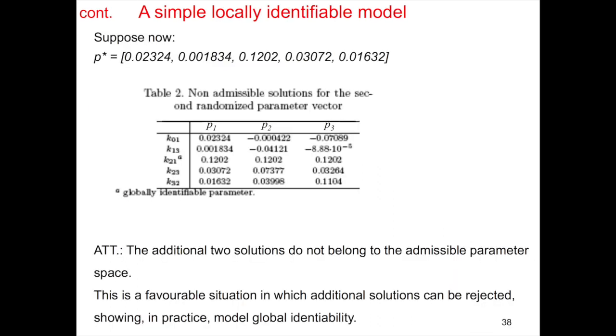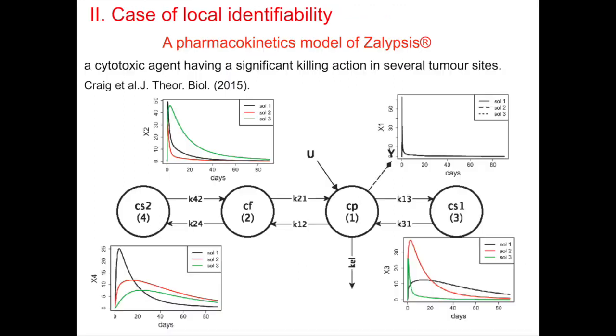And I'd like to show you that if the experimenter gives me the numerical value for one parameter solution, it can happen that the other two are not in the admissible parameter space. So a posteriori, I can reject these two solutions and the model becomes globally identifiable a posteriori, we can say.